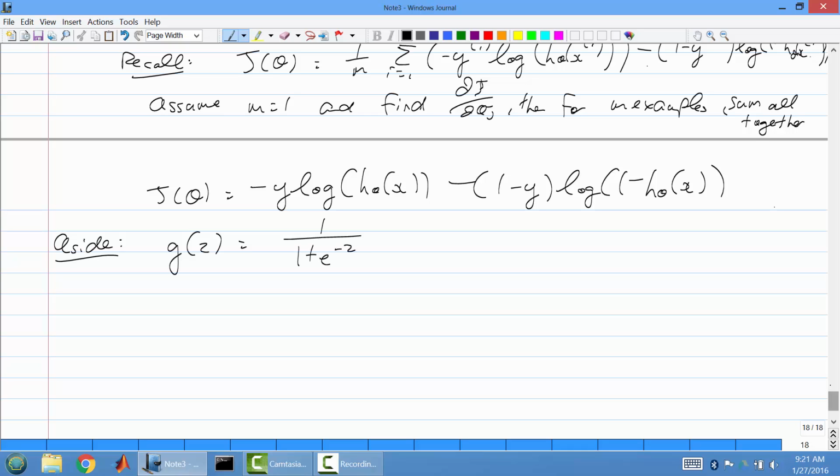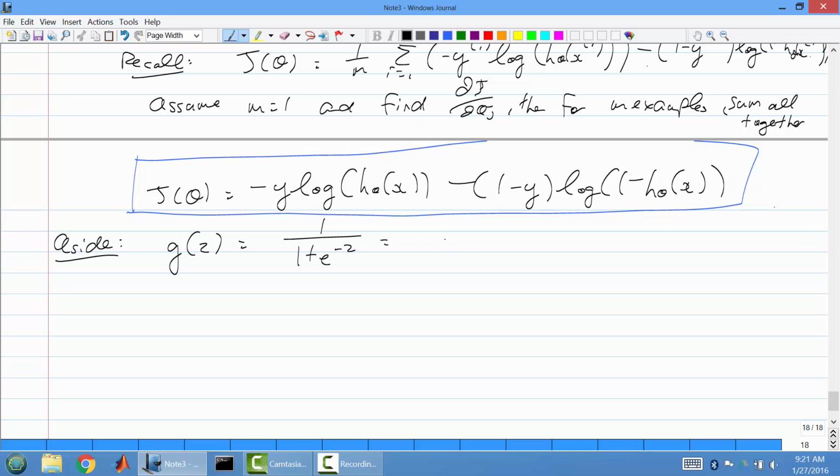Because we have to take the derivative of this, inevitably you're going to have to take the derivative of a sigmoid term, because that's what the hypothesis is. So this is also equal to (1 plus e to the minus z) to the power minus 1, right? Because to the minus 1 is simply the inverse, or simply 1 over.